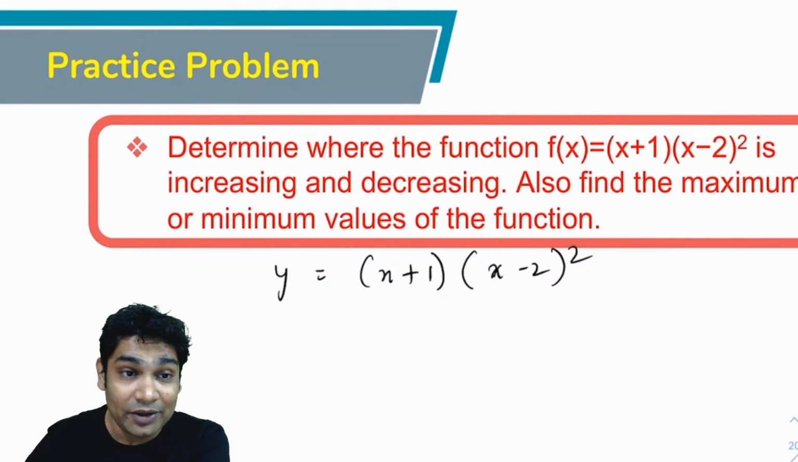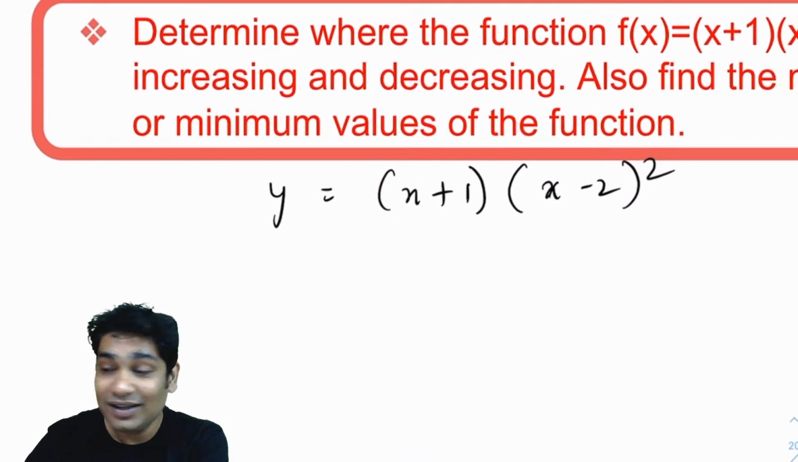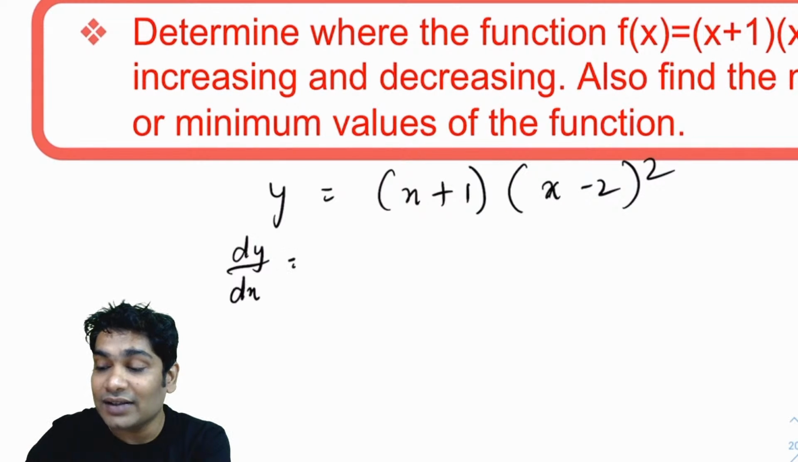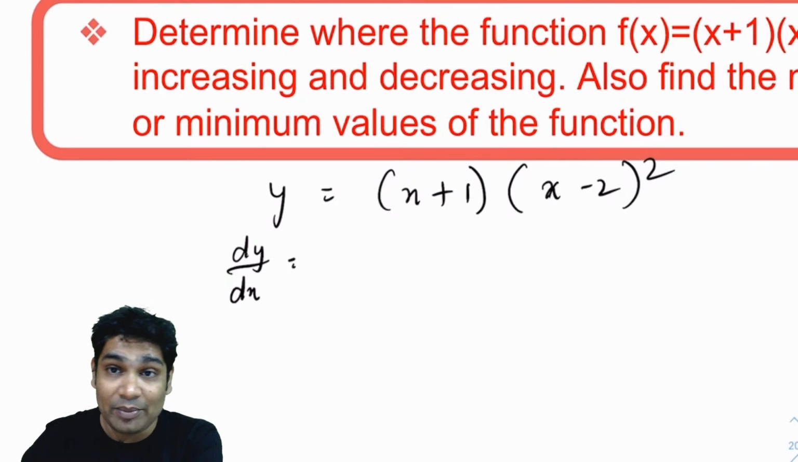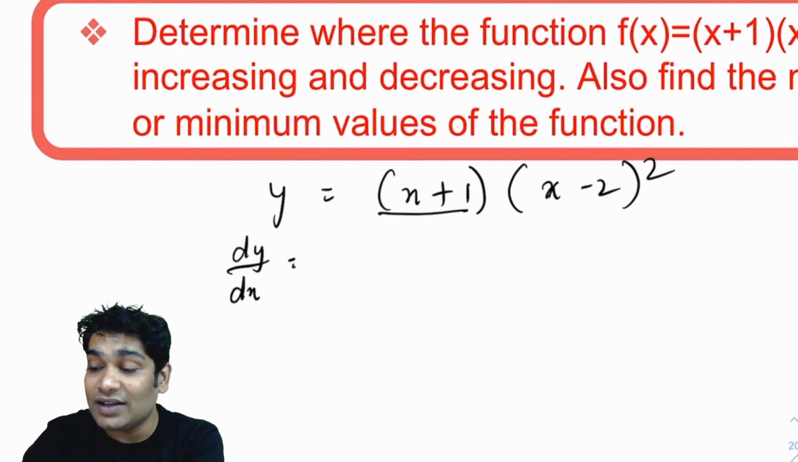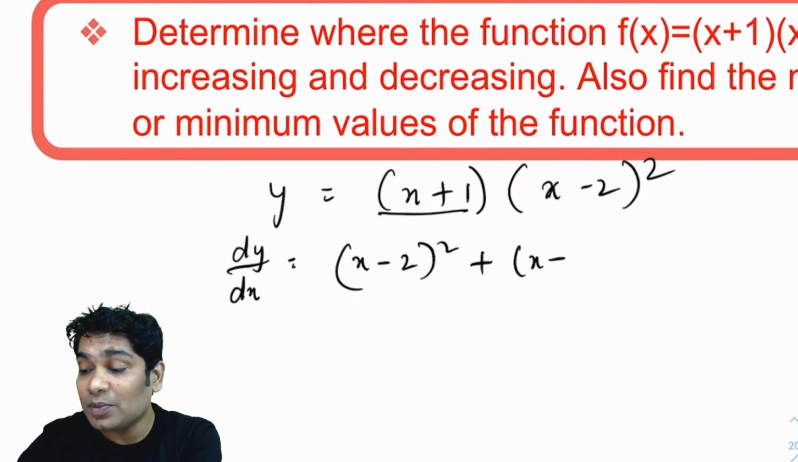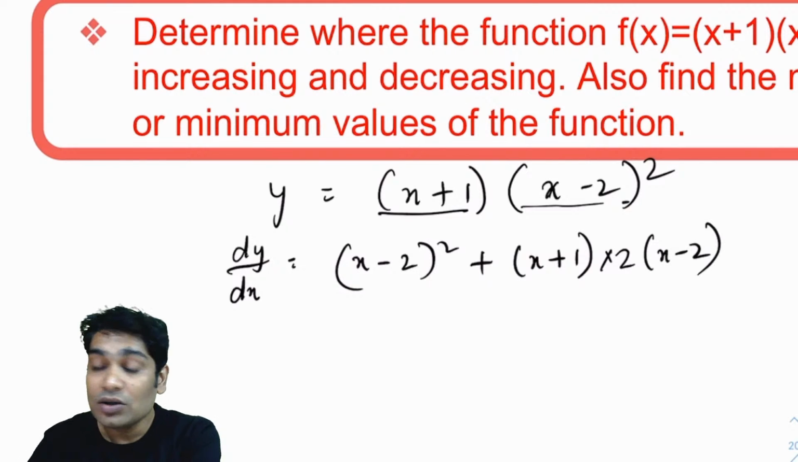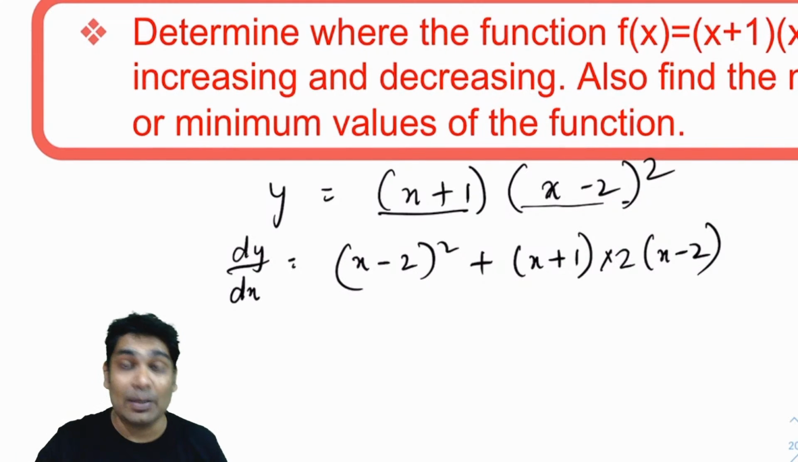Alright, so what you need to do is find your dy over dx. Your dy over dx can be found by using the product rule. So what is the derivative of this? The derivative of this will be 1. So the first term becomes (x minus 2) whole square plus (x plus 1) times the derivative of this, which would be 2 times (x minus 2). So that is what your dy by dx is coming as.